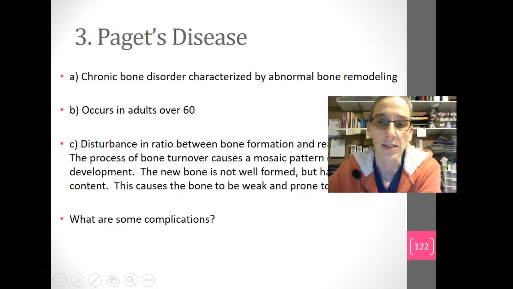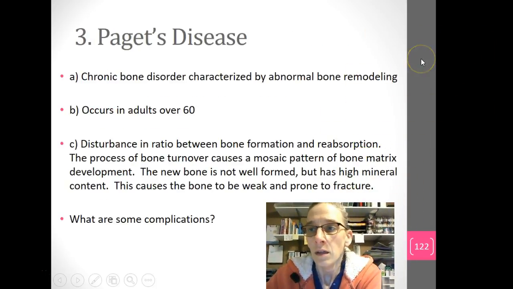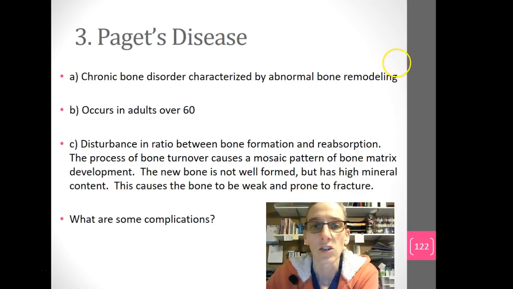All right, Paget's disease. Paget's disease has an unknown etiology, or an unknown cause. It is a chronic bone disorder characterized by abnormal bone remodeling, most often in the long bones, spine, pelvis, and skull. It occurs in adults over the age of 60. There's a disturbance in the ratio of bone formation and reabsorption. So bone reabsorption occurs when the bone is broken down so it can be replaced by new tissue.